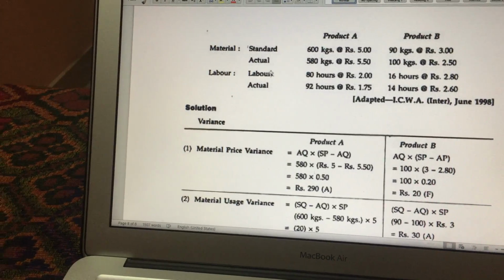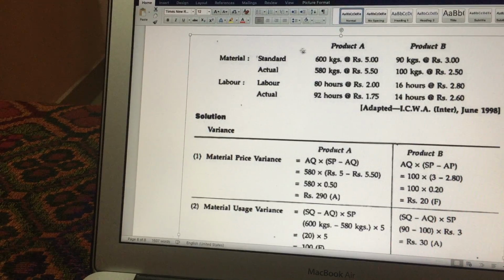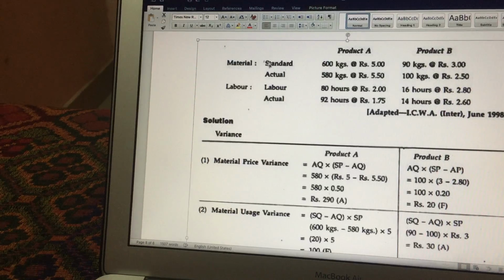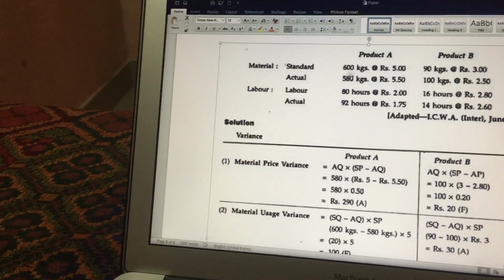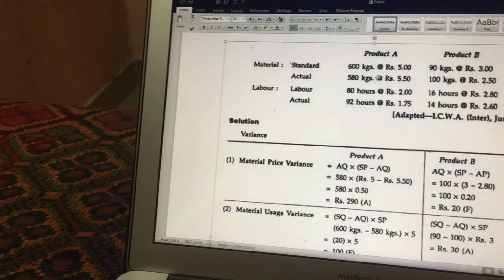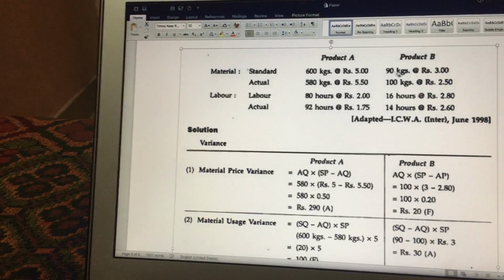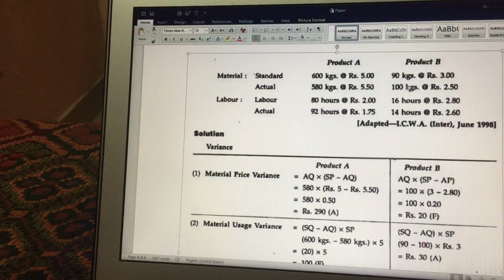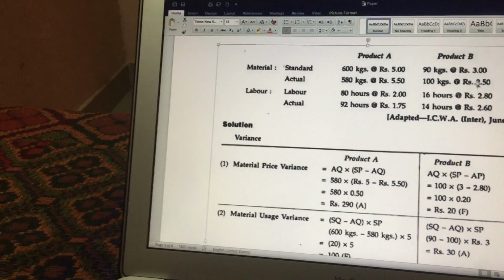Similarly, in this numerical which you can see on the screen, two types of activities are given, like product A and product B. These are the material standard rates, meaning 600 kg at rupees 5, and actual is 580 kg at rupees 5.50 for product A. Similarly, in product B, it is given 90 kg at rupees 3 and 100 kg at rupees 2. So first we need to calculate the material variances.